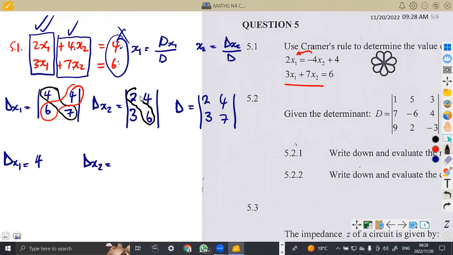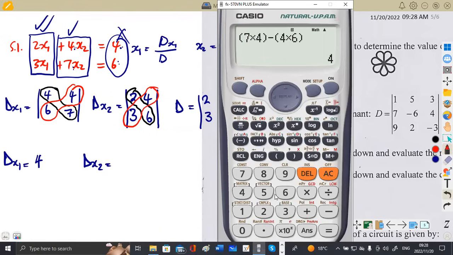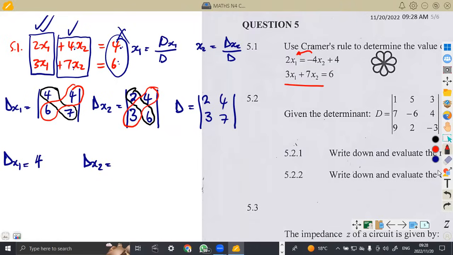Then the determinant with respect to x2 is the same, the product of the major diagonal, which is 2 and 6, minus 4 and 3. So that's 2 by 6 minus 4 by 3, which is a 0. So this one is going to give us a straight 0 there. Then we move on to D, which is the last one. So it's the same thing, the product of 2 and 7 minus 4 and 3.